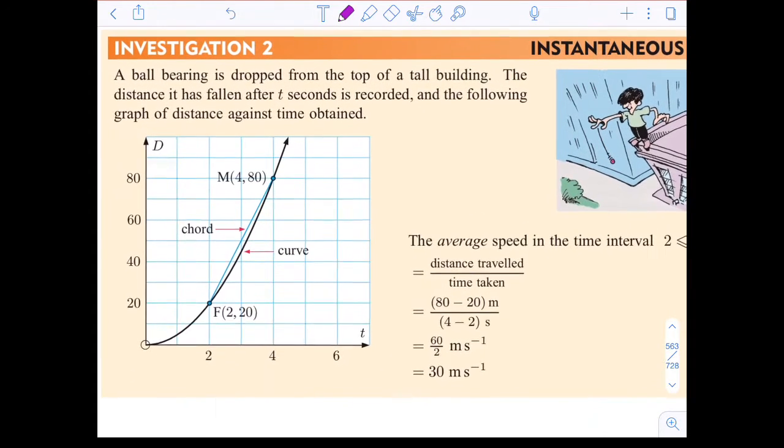So if you imagine on the graph, in this case it says a ball bearing was dropped from a tall building and the distance it has fallen after 2 seconds is recorded. So after 0 seconds, the distance fallen is 0. After 2 seconds, the distance that's fallen is 20 meters. And after 4 seconds, the distance that's fallen is 80. So you can see that it's speeding up. It's getting faster as the ball bearing is falling from the top of the building.